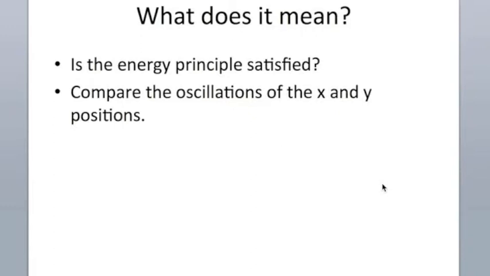Now for the what-does-it-mean questions. First, is the energy principle satisfied? The answer is yes. When we saw the model earlier, we saw that the yellow line was equal to 0. But the gravitational and the spring potential energies were changing. As one went up, the other went down, and vice versa. So, the energy principle was definitely satisfied.